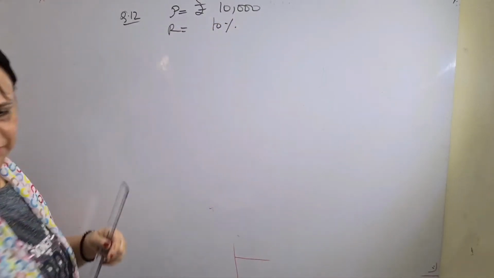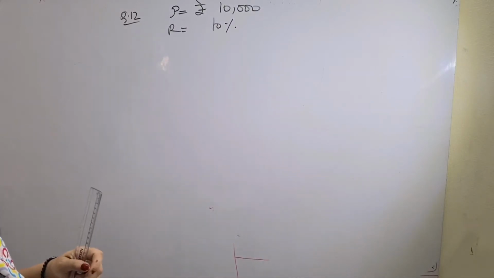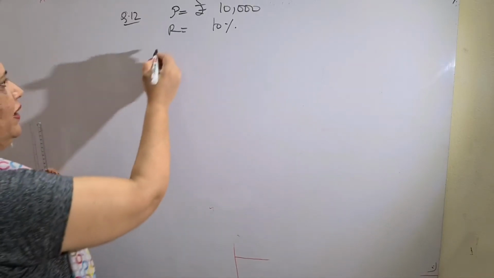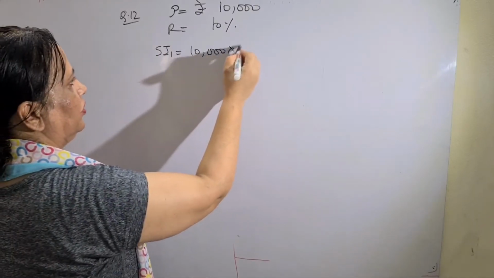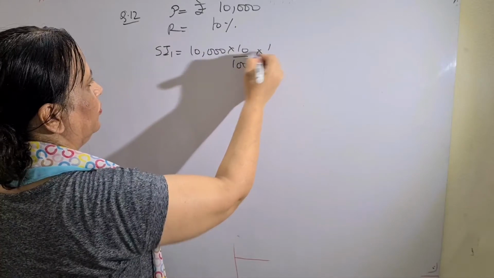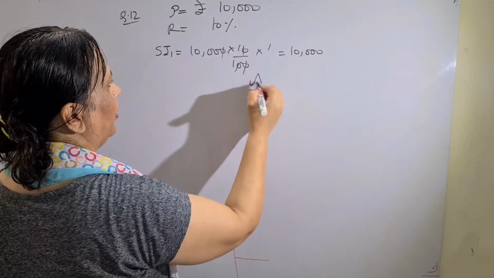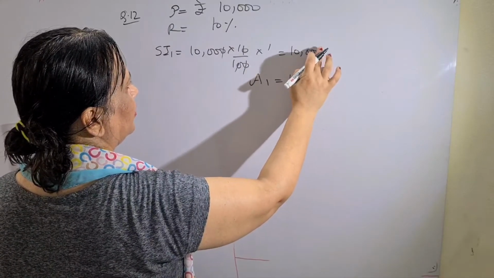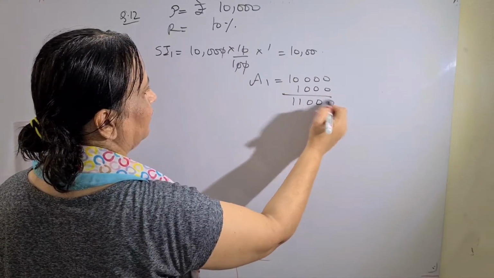And what he says further, that at the end of each year he pays back, and pays back I have already made you understand. Little difference, he pays back 20% of the amount. So you find amount first. Let us type 10,000 into 10 upon 100 into 1. Your amount 1 will be 10,000 plus 1,000, that is 11,000.